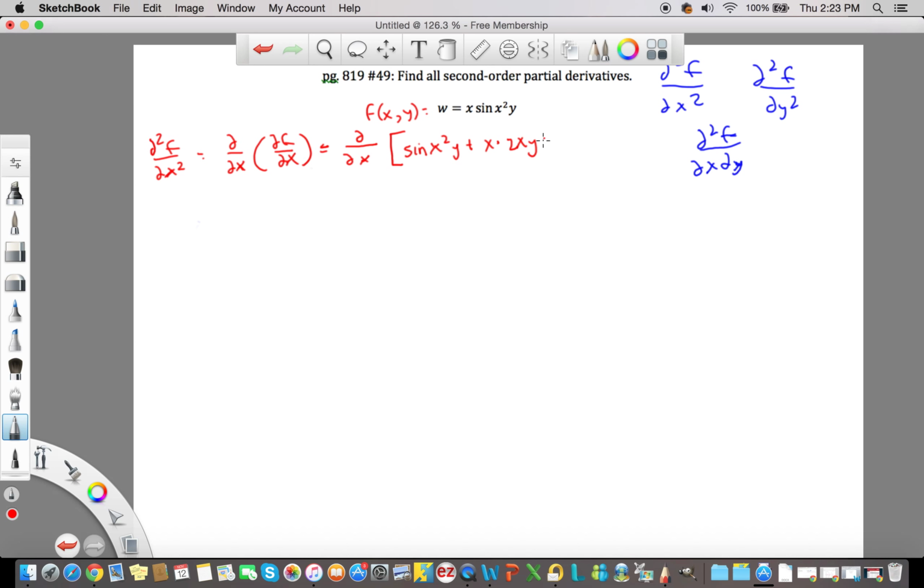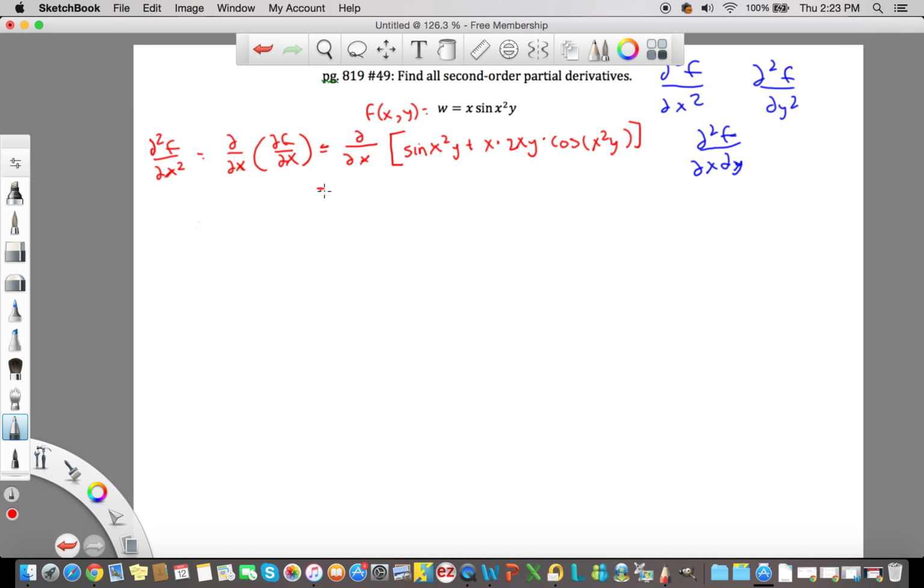2xy times the derivative of the outside. So the derivative of sine is just going to be cosine. And we're going to do that evaluated at the inside, so x squared y. And why I wrote the parentheses there, but not up here, I have no idea. Okay, so we're going to simplify this down.